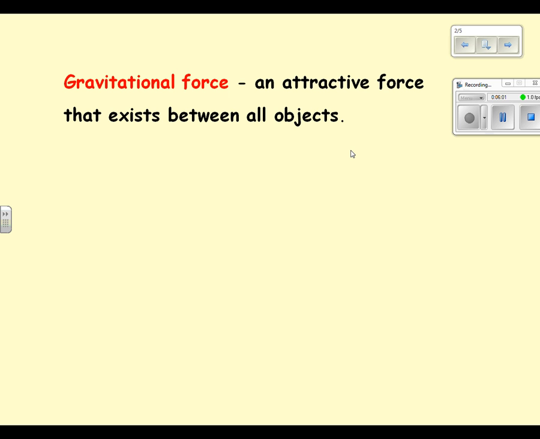But which one am I attracted to more? The filing cabinet. Why? Bigger. Well, I heard two answers. One was because it's bigger, it's got more mass. You're right, Zane. And I heard someone else say, closer. I'm closer to it.